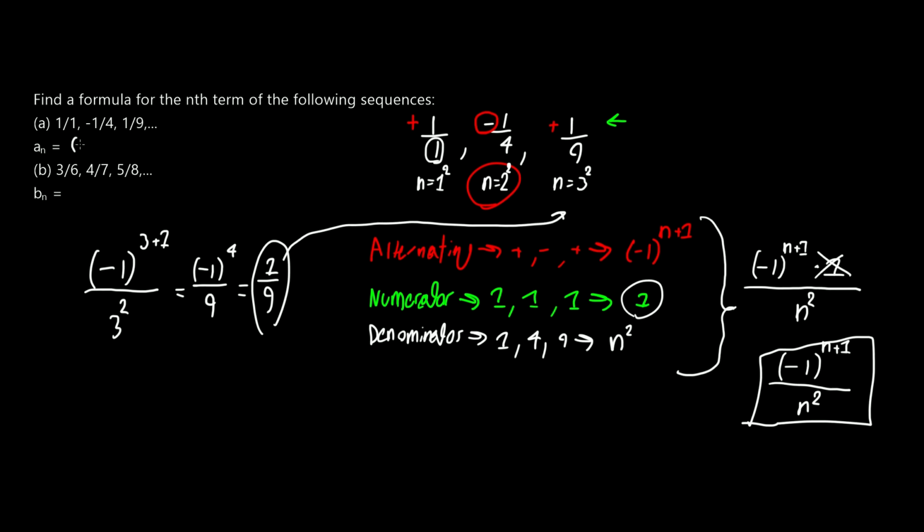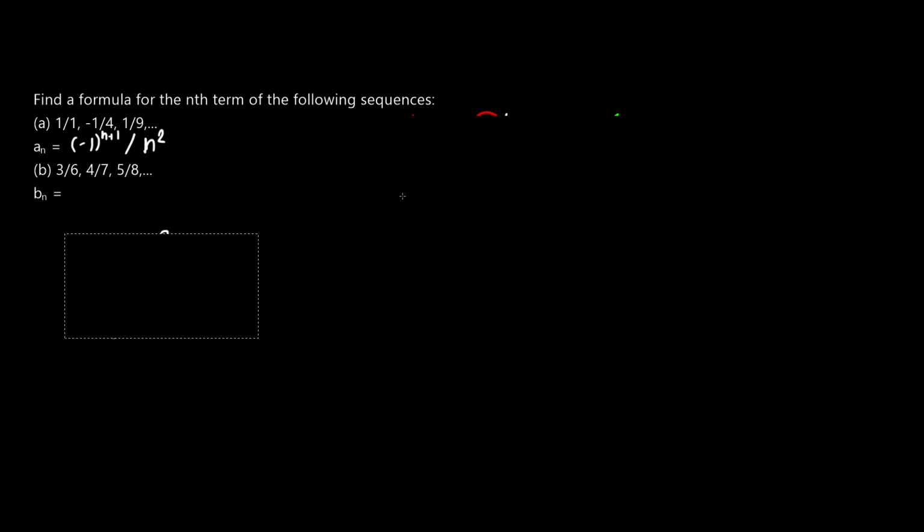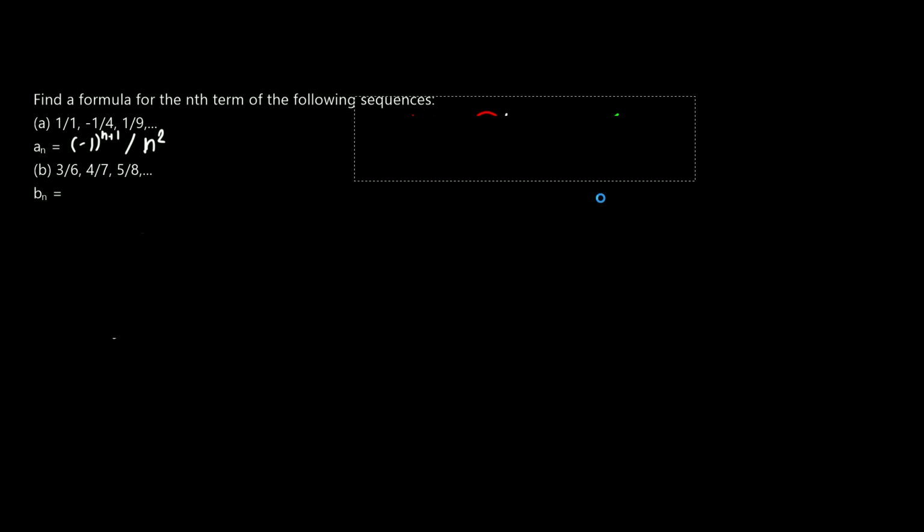So we're going to have negative 1 to the power of n plus 1, all divided by n squared. And then let's move on to the next one. So let me go ahead and delete all these things here since we do not need them any longer. So how about this next one?